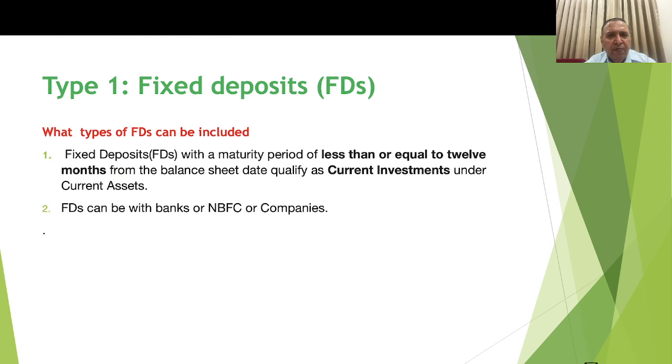Fixed deposits, type 1. Now, what type of FDs can be included in this as current investment? FDs with a maturity period of less than or equal to 12 months from the balance sheet date qualify as current investments under the current assets. FDs can be issued either by the banks or by the NBFCs or the companies.